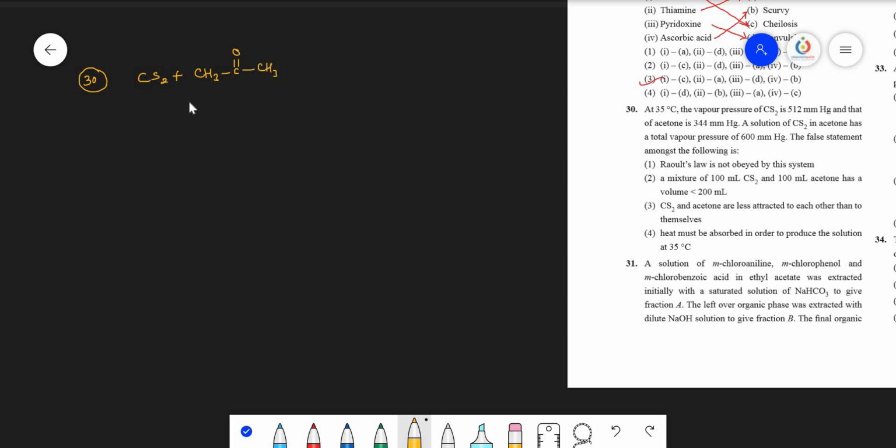So CS2 and acetone do not develop any type of interactions. Even if it develops any interactions, it will have only weak dipolar interactions. So due to the presence of the very weak dipolar interactions, these cannot be mixed with each other properly, so that they show positive deviation from the Raoult's law. So when they are showing the positive deviation from the Raoult's law, their vapor pressure will be more. At the same time, their volume also will be more in comparison to the mixture. So here let us see what combinations they had provided.